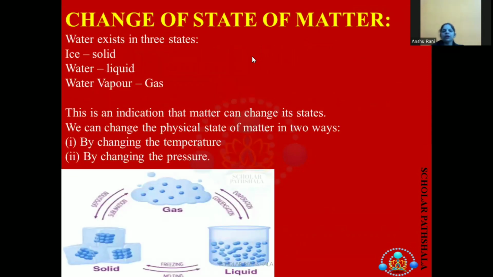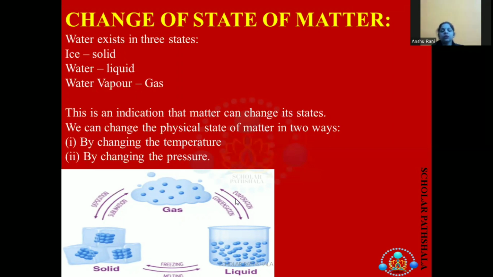Change of state of matter means ice can convert into liquid, water can convert into gas. If you have a solid like ice and you convert it into liquid, that is, solid can convert into liquid by the process of melting, and liquid can be converted back into solid by the process of freezing.